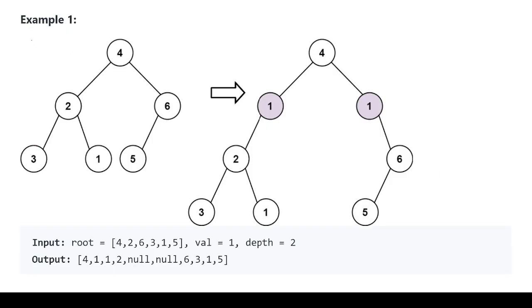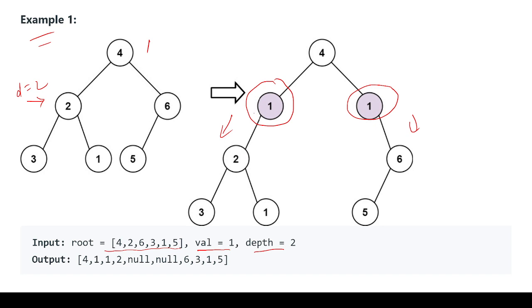Let's suppose this is the first example we have been given. In example 1 this is the root, and the whole tree is 4, 2, 6, 3, 1, 5. Then we have been given two integers, value and depth. This is level 1, depth is 1. At depth 2, d equal to 2, we have to insert the value, not update, and the rest of the values will come down. You can say the new value node came here, and the rest of the nodes have gone down as children.